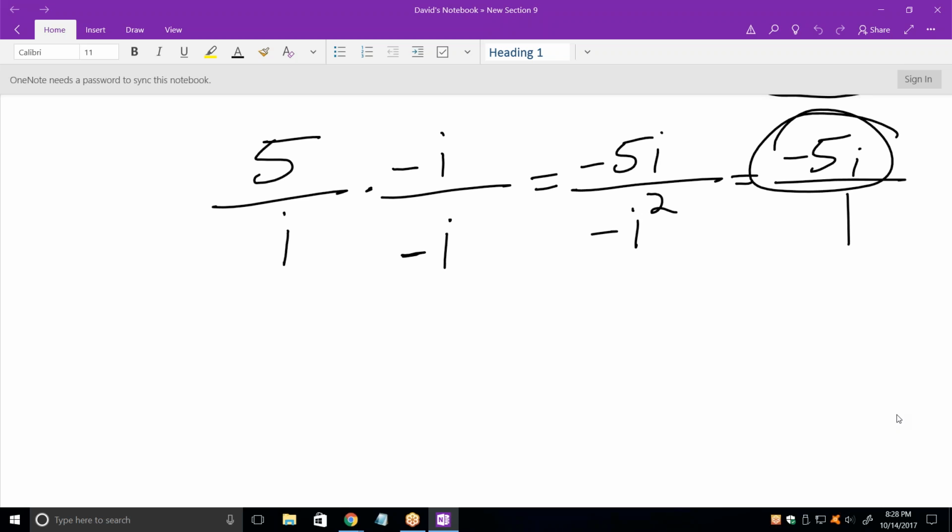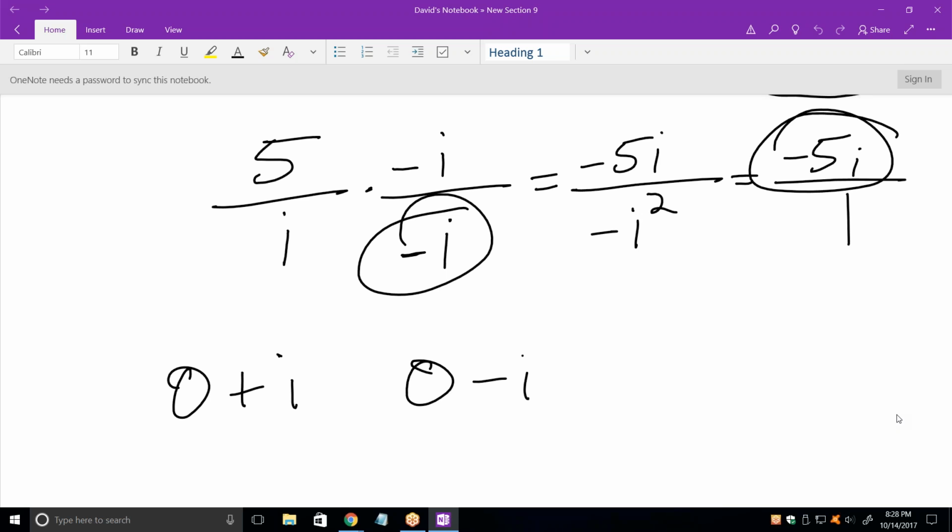Now, you could actually get away with multiplying it by i over i, but that gives you i squared, which then converts to minus 1 and introduces additional negative numbers, which you don't particularly want. So that's why the conjugate of i is minus i. In other words, think of i as being 0 plus i. Well, the conjugate of 0 plus i is 0 minus i.